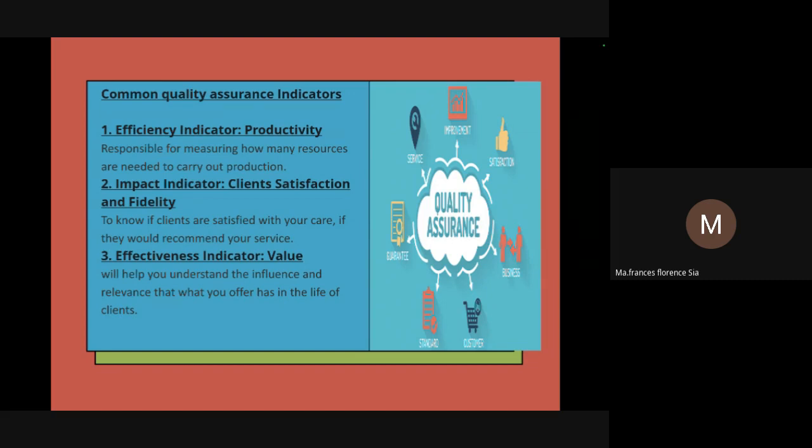The second one is the impact indicator, so client satisfaction and fidelity, to know if the clients are satisfied with your care and if they would recommend your service.